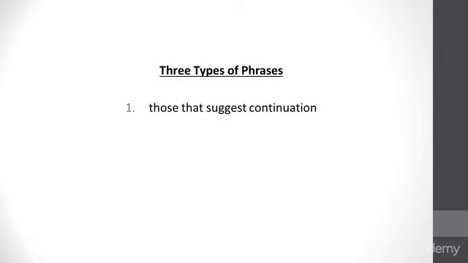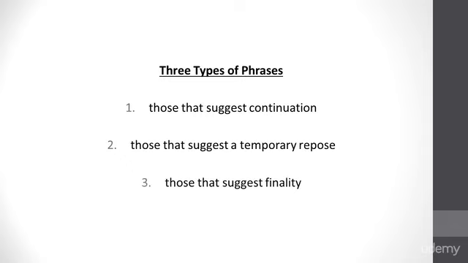When we studied rhythm and melody in Music Composition 1, we found that there were three basic types of phrases: those that suggest continuation, those that suggest a temporary repose, and those that suggest finality. These three types of phrases apply to harmony as well.